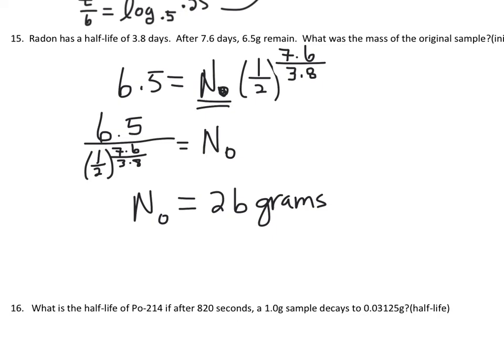So all we have to do to solve for that is divide the 6.5, what remained after 7.6 days, by this half-life formula. So 6.5 divided by 1/2 to the 7.6 over 3.8 power would equal our initial amount. When I put this in my calculator, I get that the initial amount was 26 grams. I want you to practice putting this in your calculator to make sure that you know how to put this in. If you need to use extra parentheses in the denominator, don't be afraid to use them.